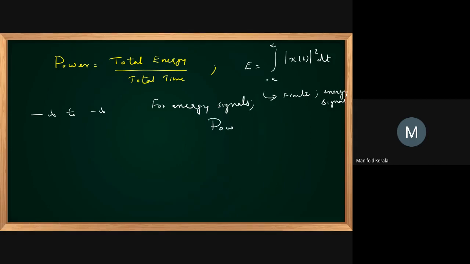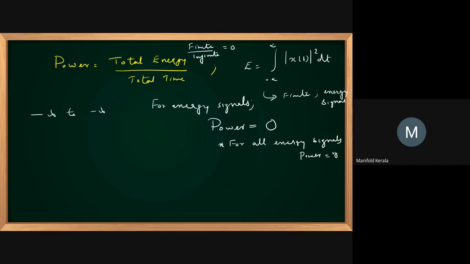So what will be the power for energy signals? Power of any energy signal will always be 0 because you have a finite number divided by an infinite number. Correct? This will always give you an answer of 0. Anything finite divided by infinity is always going to be 0. So for all energy signals, power is 0. That is an important point. For all energy signals, power is equal to 0.